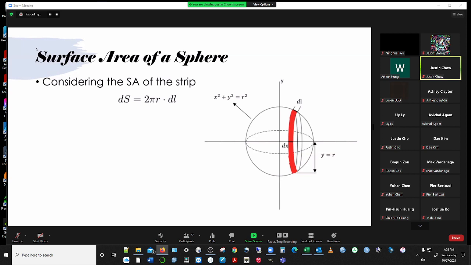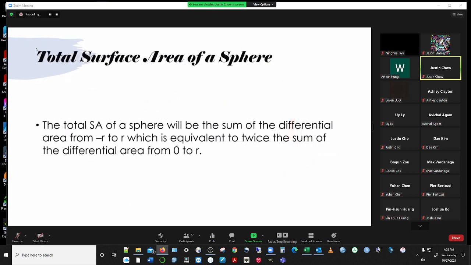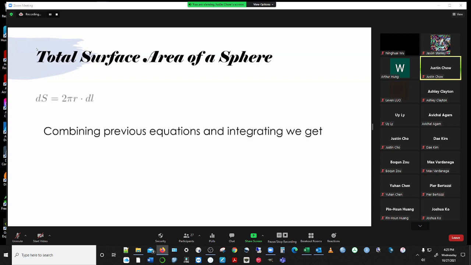If we consider the surface area of this strip from figure 2, which is the red part, we have the equation dS, where dl is the differential arc length. We can obtain dy/dx by taking the derivative of y. So the total surface area of the sphere will be the sum of the differential area from minus r to r, which is equivalent to twice the sum of the differential area from 0 to r.